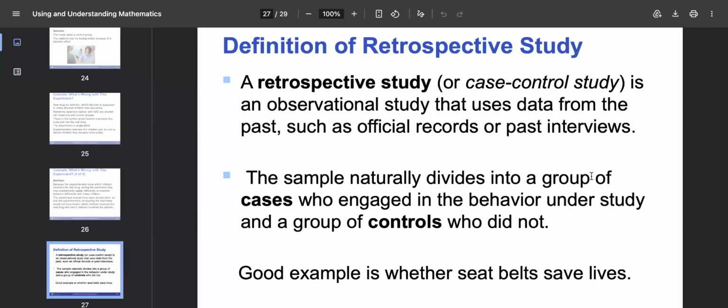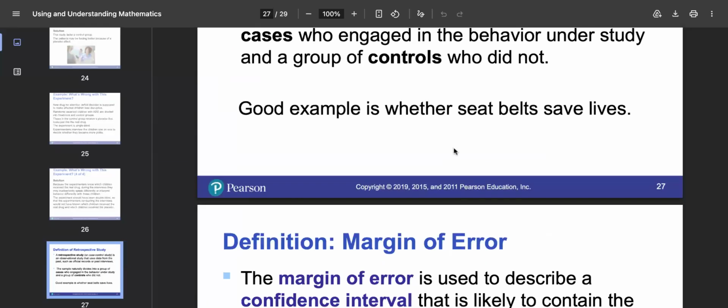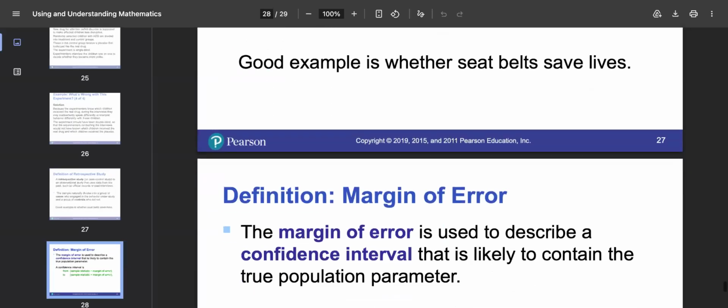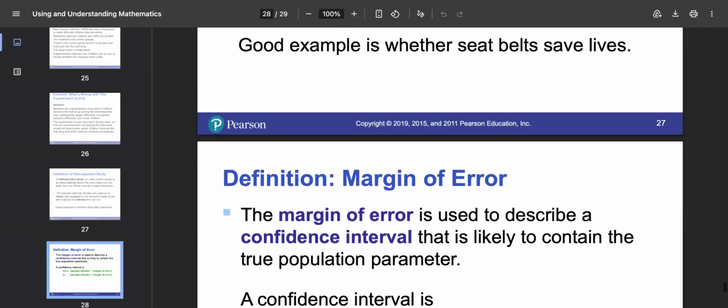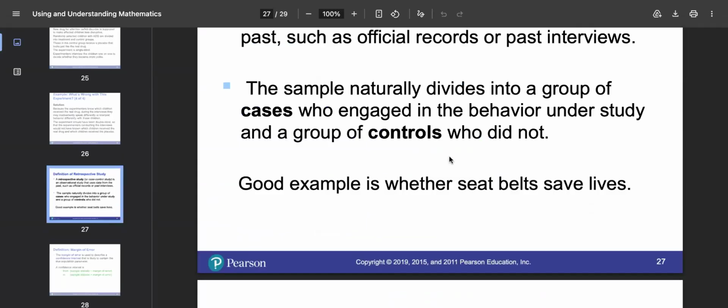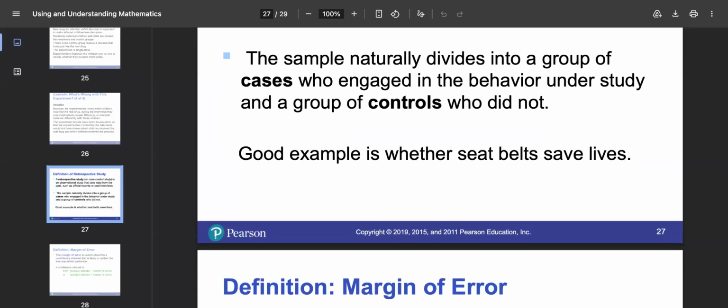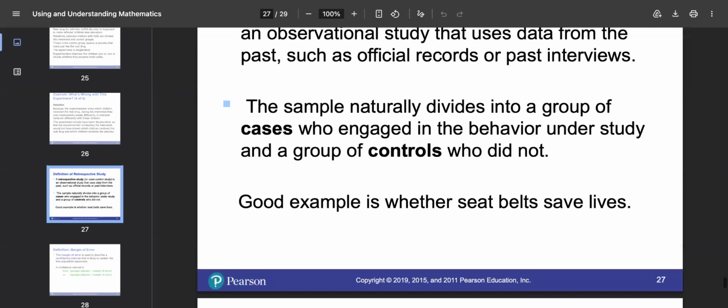The sample naturally divides into a group of cases who engaged in the behavior under study and a group of controls who do not. I guess I remember this from last semester because I promise you I did not look at this. A good example is whether seatbelts save lives. So yeah, we could go look that up. We could go figure that out by just looking up, okay, let's look at the results in 2000, let's look at 2001, and so we could find that information. It's just information that they already have recorded.